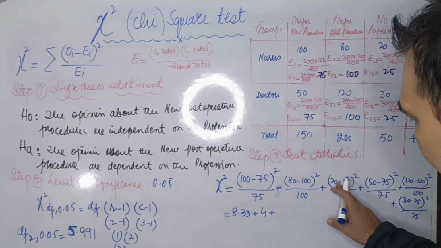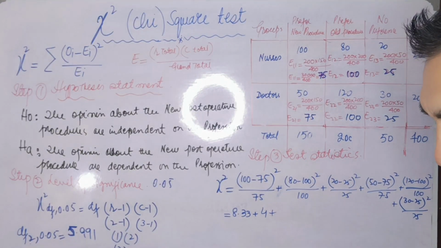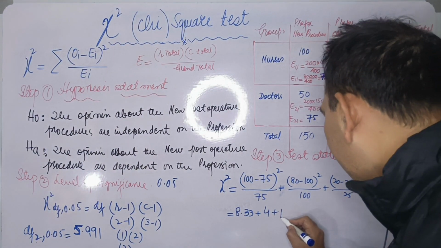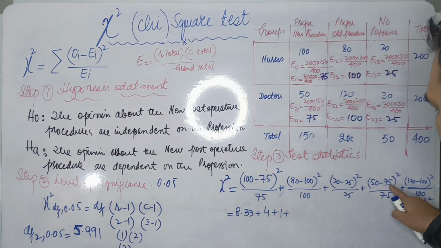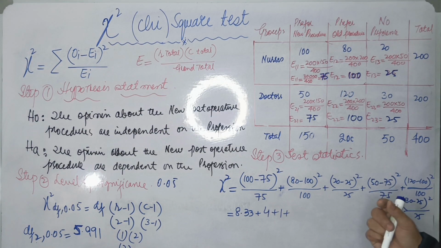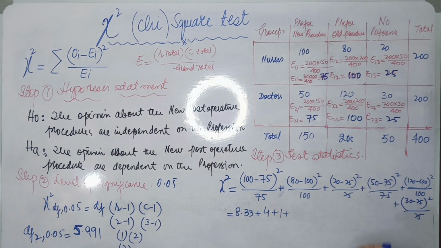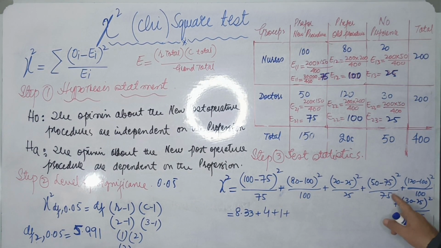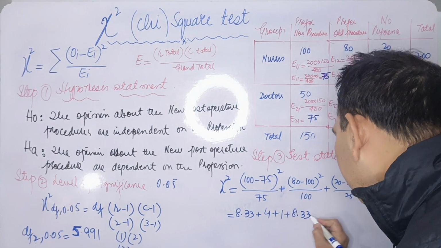Now again, 20 minus 25 is minus 5. We square 5 and get 25, and 25 divided by 25 is 1. Okay, now 50 minus 75 gives minus 25, and we square minus 25, which is 625. Again 625, we divide by 75, and it comes up with the result of 8.33.